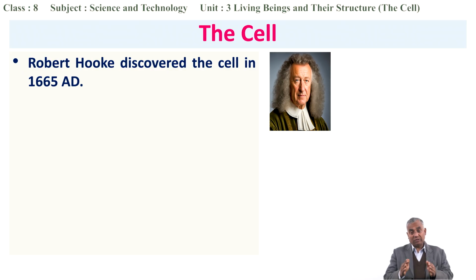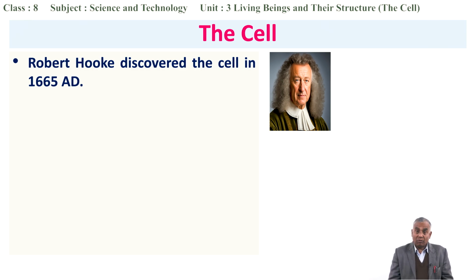And how did he find the cell? Yes, he studied a fine slice of cork. You have seen cork, which is used to plug the open mouth of a bottle. That cork is also what? Dead plant cells. So he cut a fine slice and observed it under a microscope, in which he saw a number of small box-like structures, to which he gave the name cell.